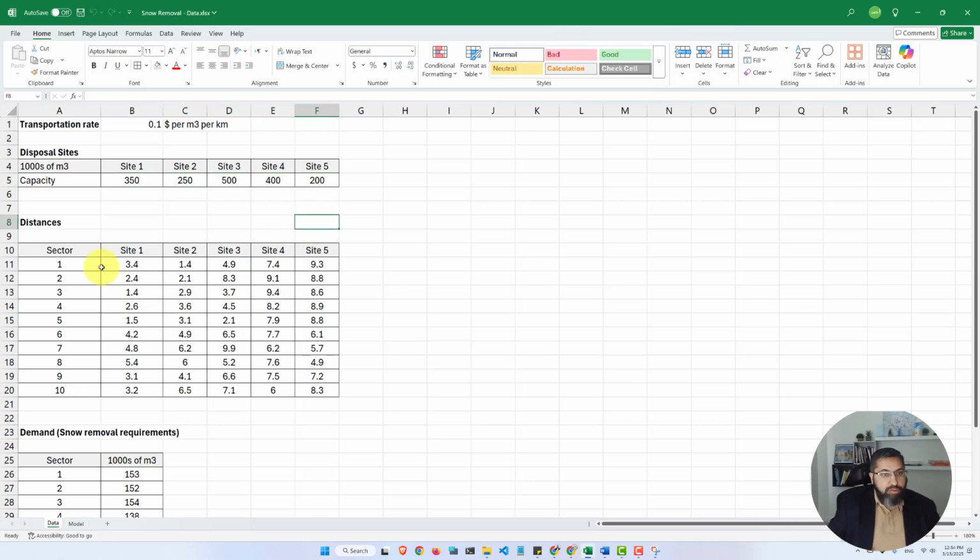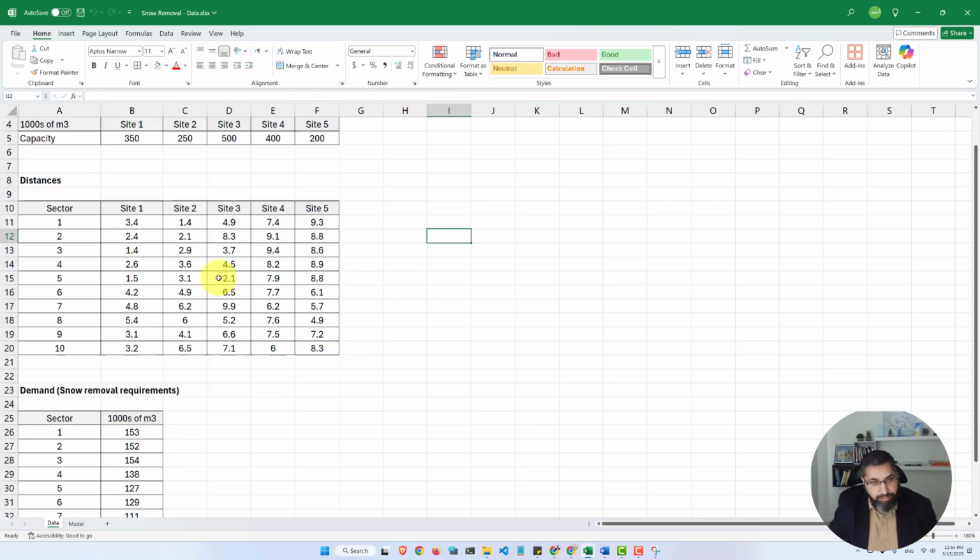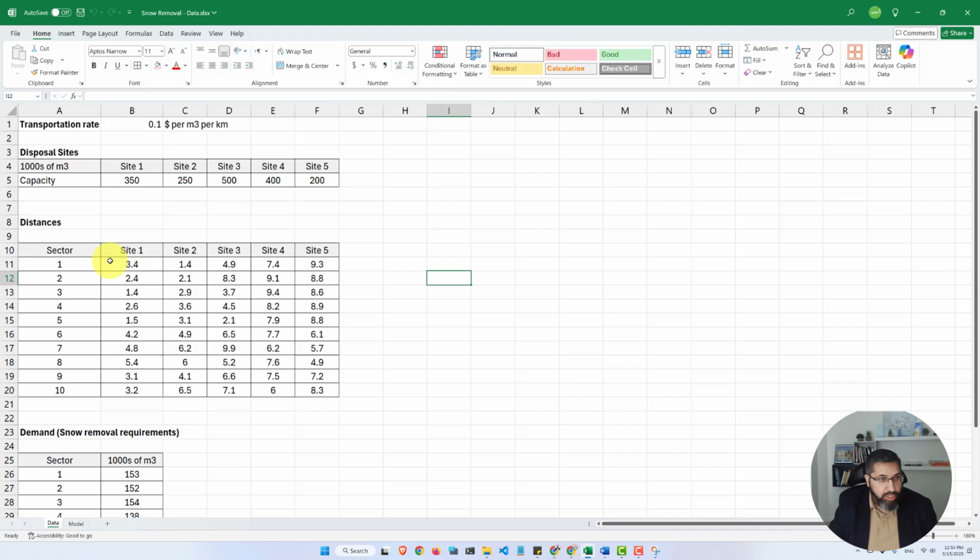So our decision variables are going to be how much snow gets moved from each sector to each site. And we don't have any fixed costs. Actually, a simpler problem than the last one. We don't have to worry about the fixed cost of running these sites, just dumping grounds or dumping areas, right? So let's set up our model.